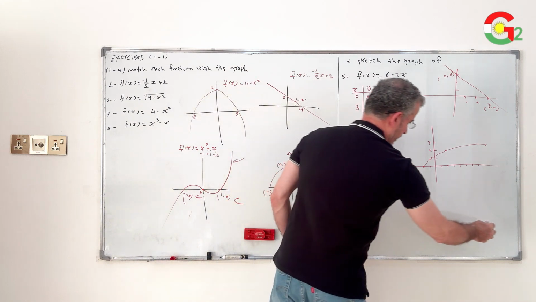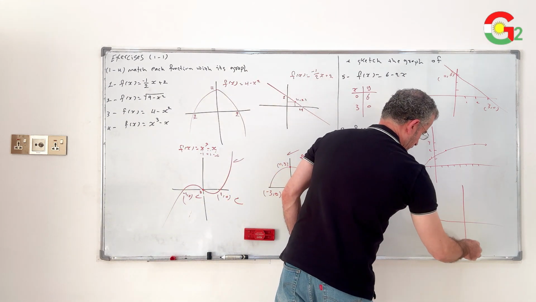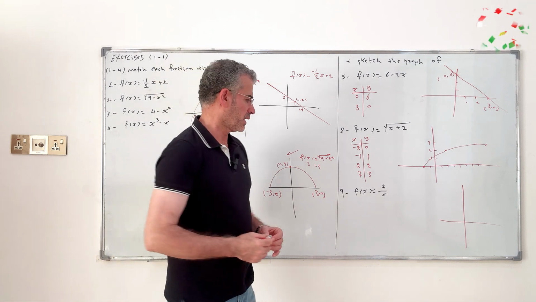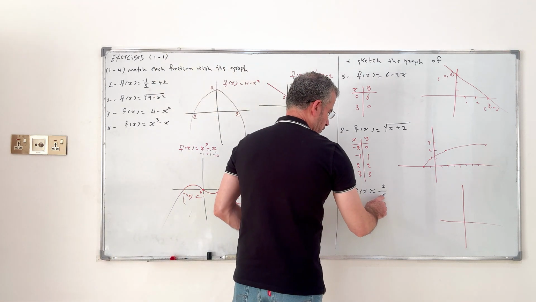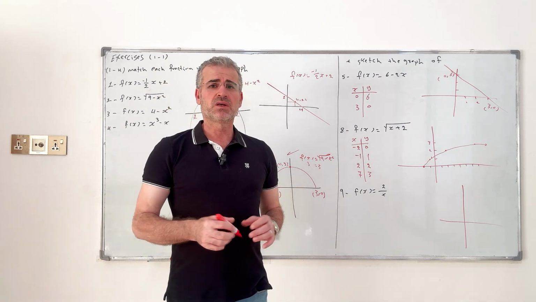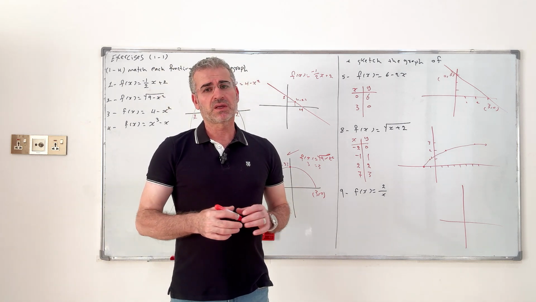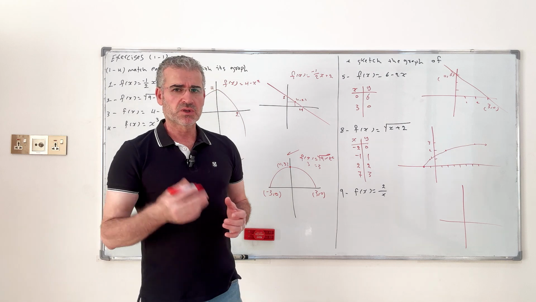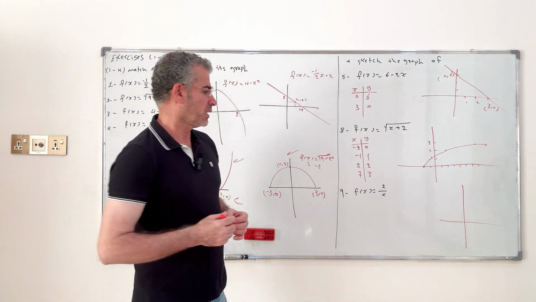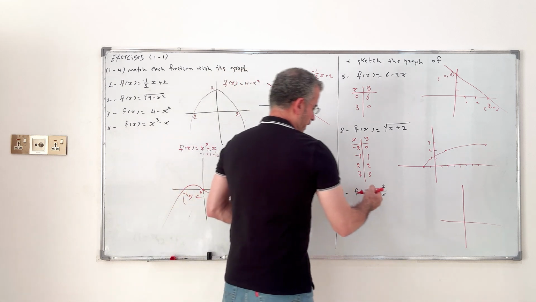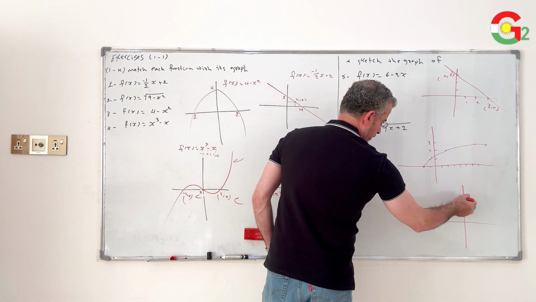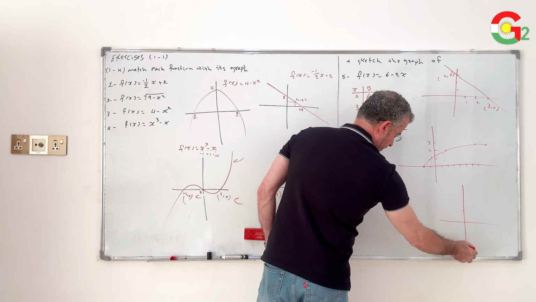Question number 9. Sketch the graph of the function 2 over x. The value that makes the denominator of a fraction function 0 is a vertical asymptote. In your future study, you will know what is vertical asymptote and horizontal asymptote. For now, x equals 0 is the vertical asymptote. It's the y-axis.